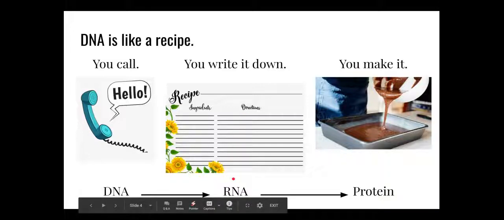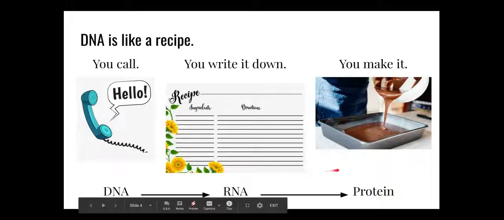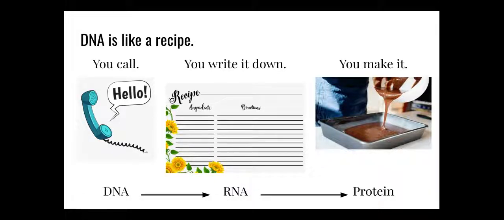So after you have your recipe, you've written it down, you're going to use that recipe that you wrote to make your final product, which in our bodies is called protein. These proteins are actually the molecules in our body that make us who we are, that make all of those phenotypes that we've been talking about in our genetics unit.